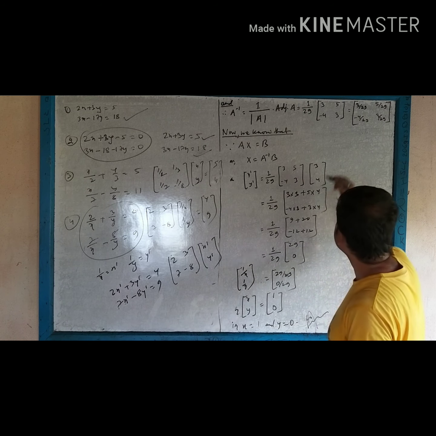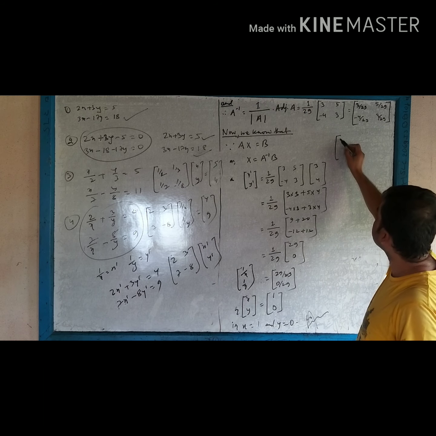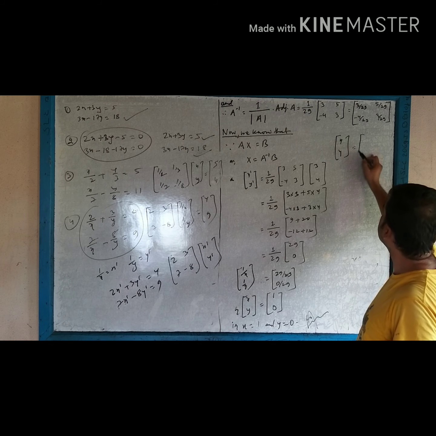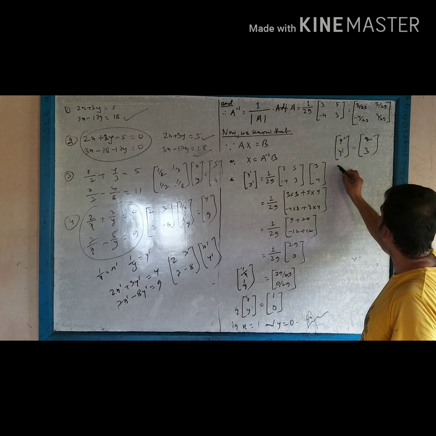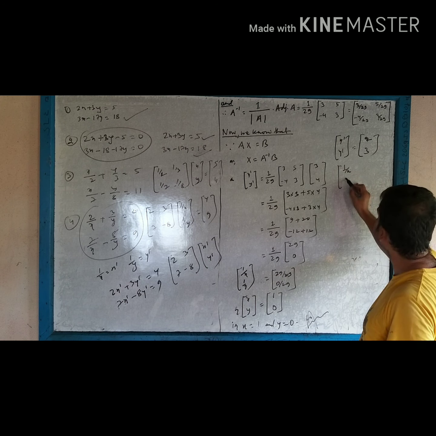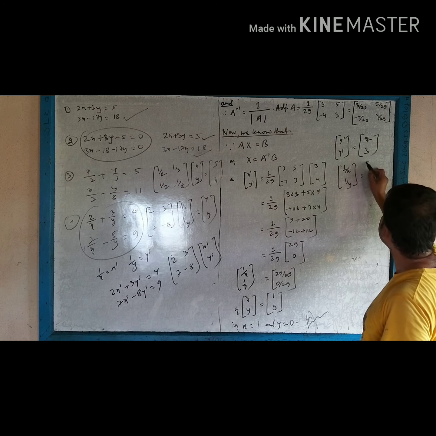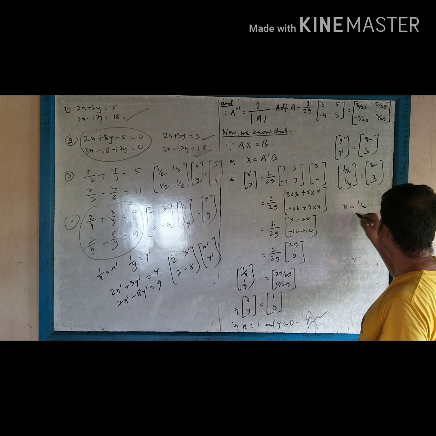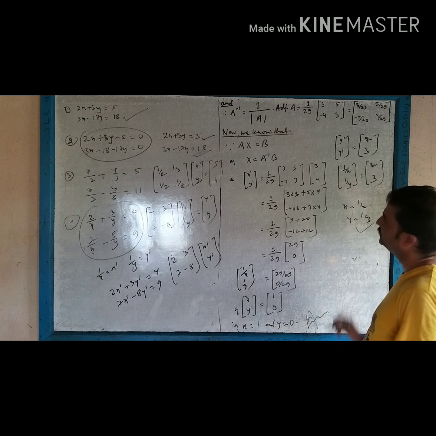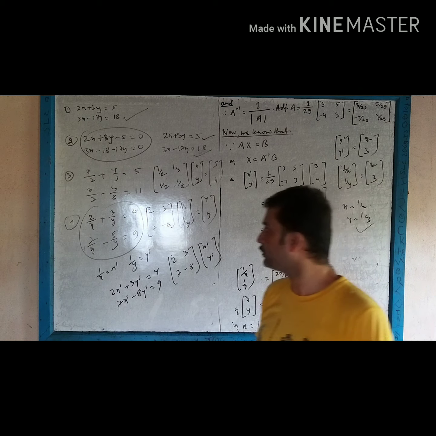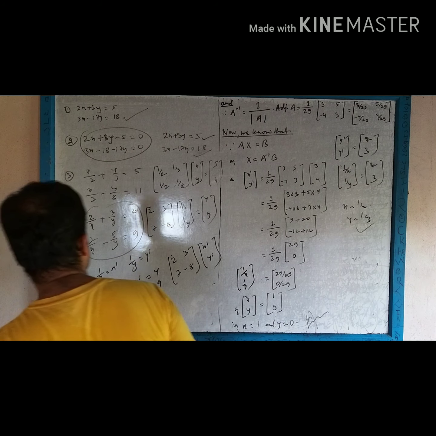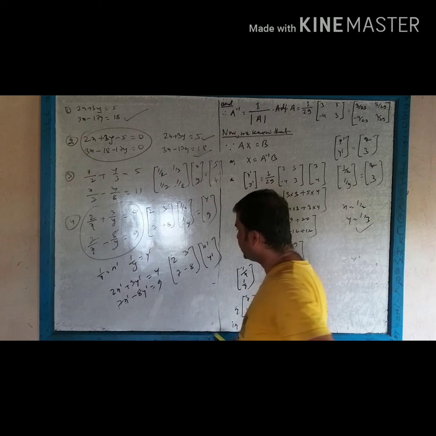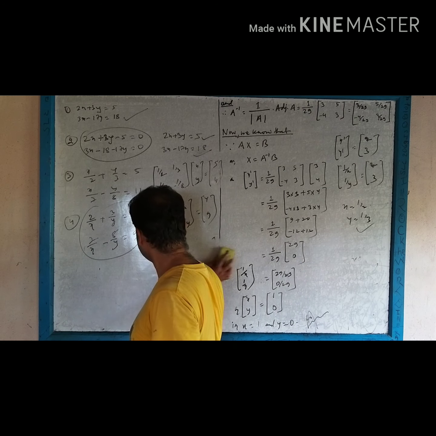Suppose the values of x dash and y dash are 2 and 3. Then x dash is 1 by x and y dash is 1 by y, equal to 2 and 3. So now we equate: the value of x will be 1 by 2 and the value of y will be 1 by 3. So we get it in this way. I will solve this problem again and take some examples. If you come like this, you solve in this way. Now go for the next.